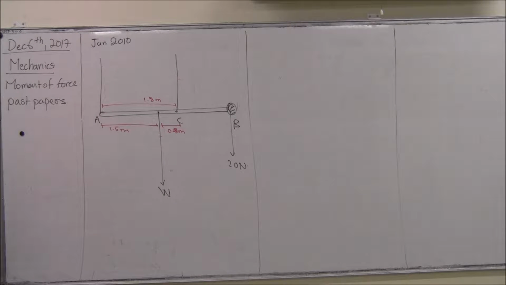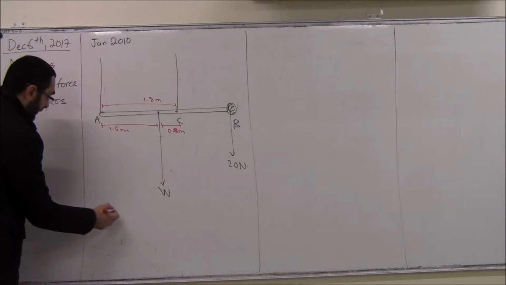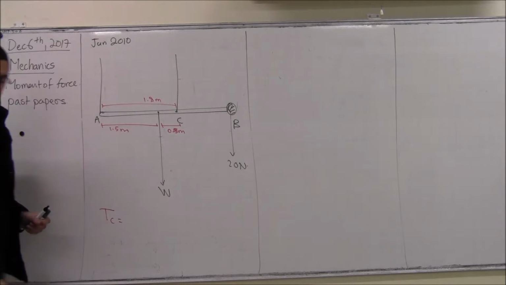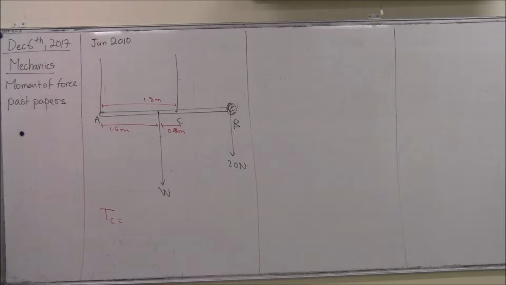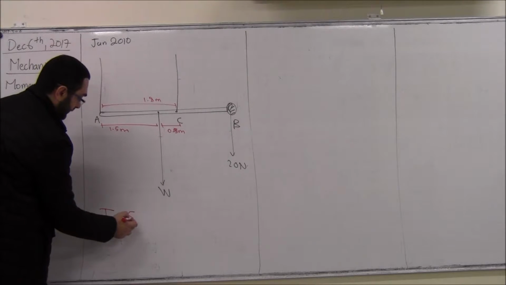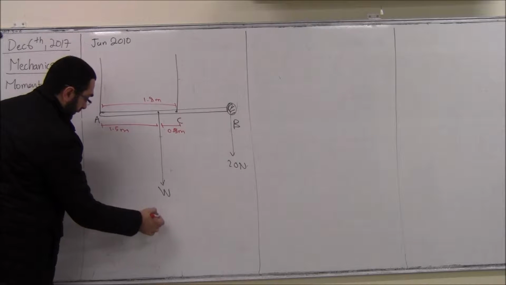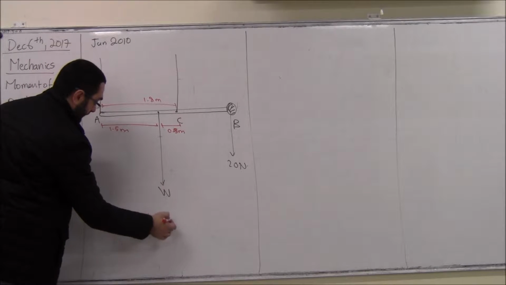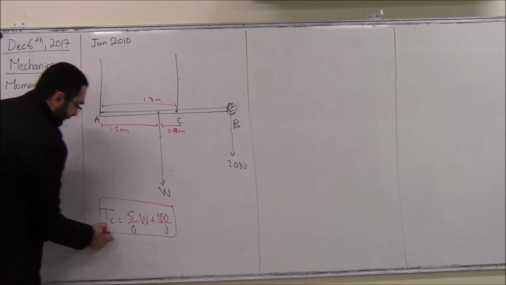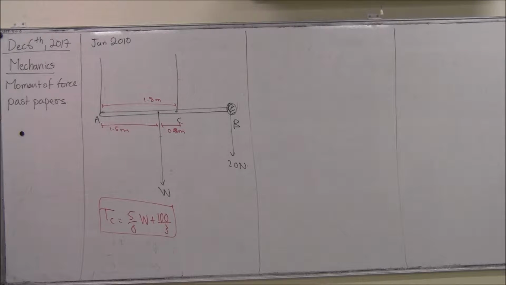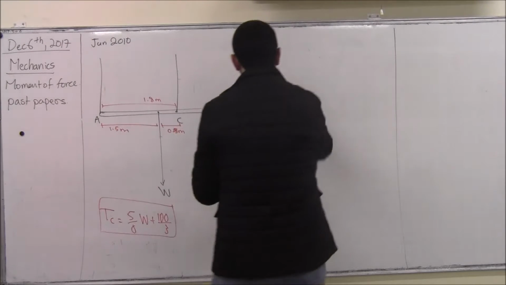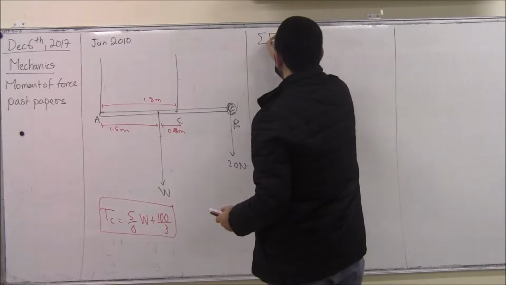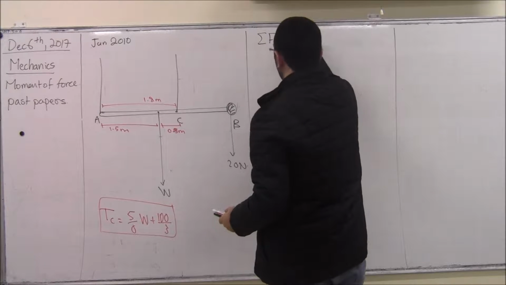We are asked to show that the tension at C, TC, equals 5 over 6 W plus 100 over 3. We have to show this. As usual, we have to start from this. Forces up equals what? Sum of forces down.